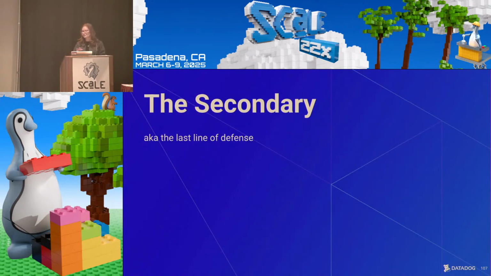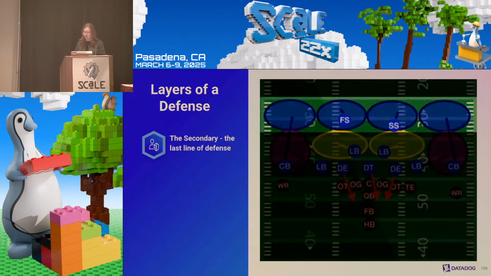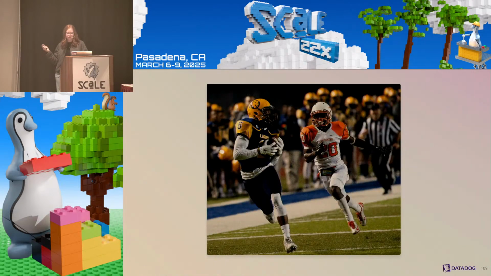So with that, we'll move on. And this is our last line of defense. These are our last people who can try to help, or tools that can try to help. So here again, we can see that these are the last people. They're the furthest from the offense.